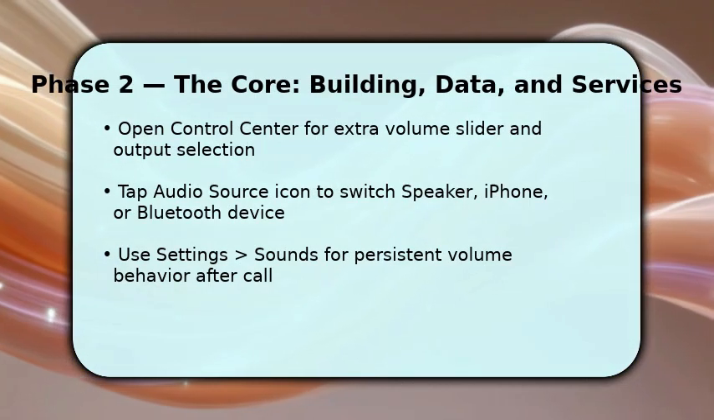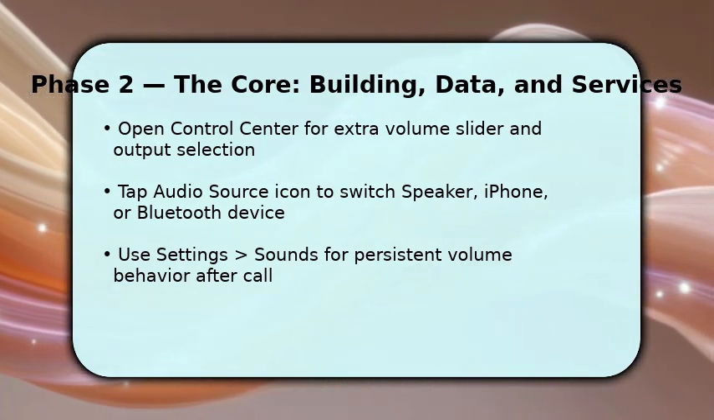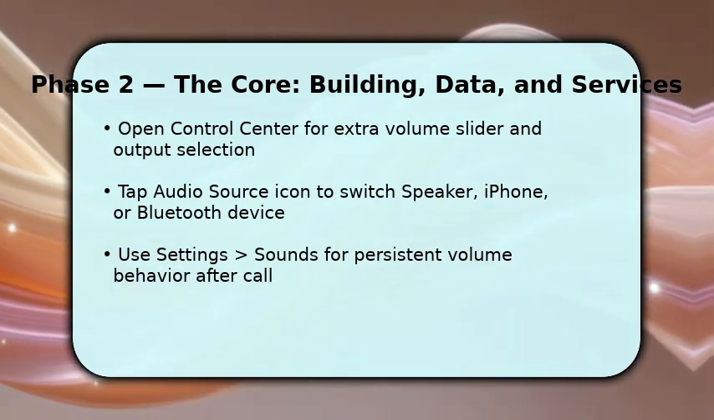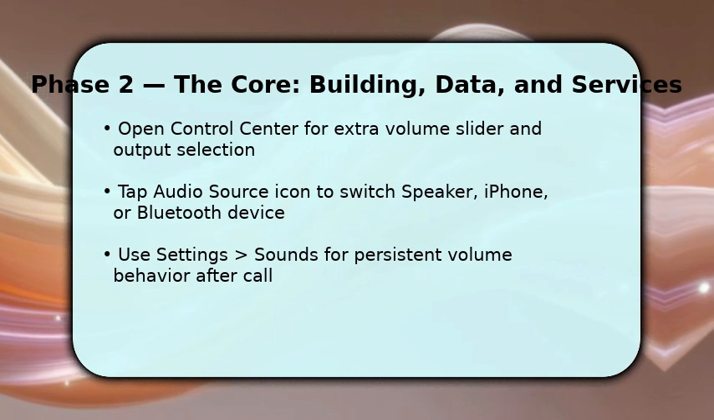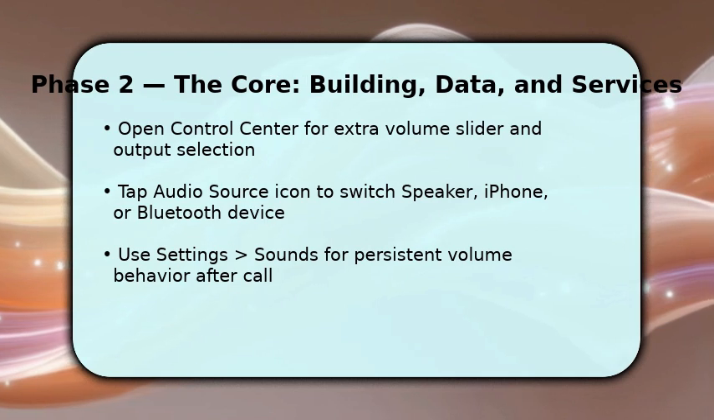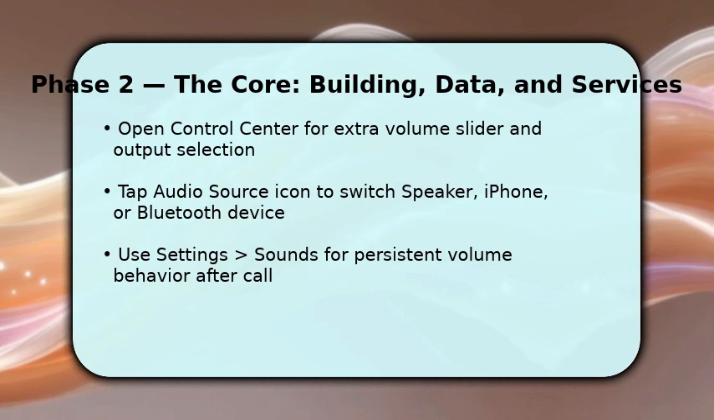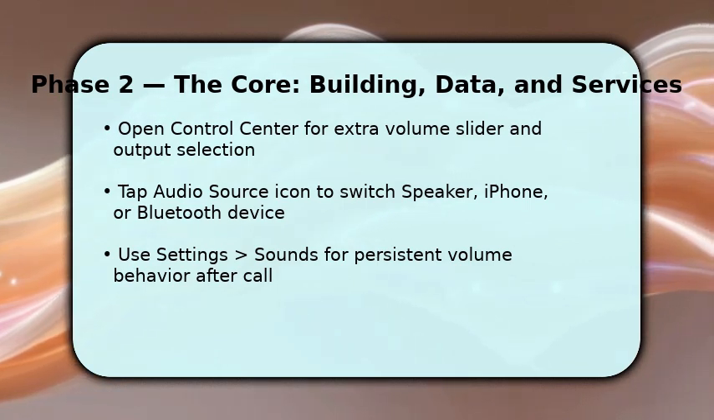Once done with the basic buttons, open Control Center while still on the call to fine-tune. Swipe down from the top right corner. You'll see a larger audio slider and an icon to choose output. Tap that to switch between iPhone, speaker, or a paired Bluetooth device. This changes which amplifier is used, so volume levels differ.